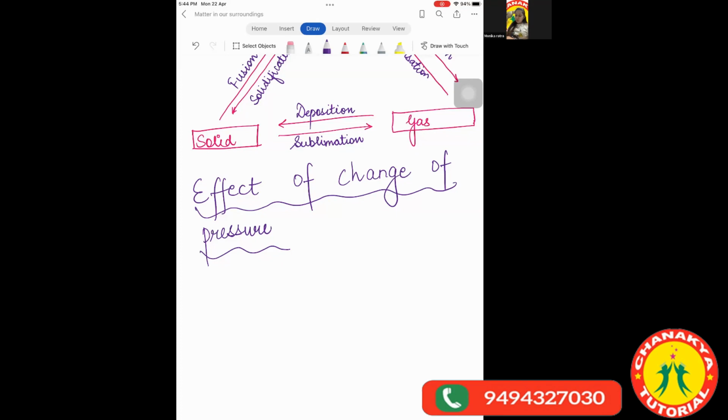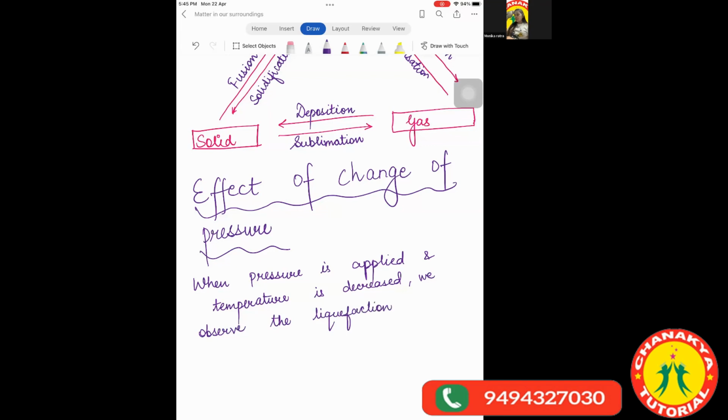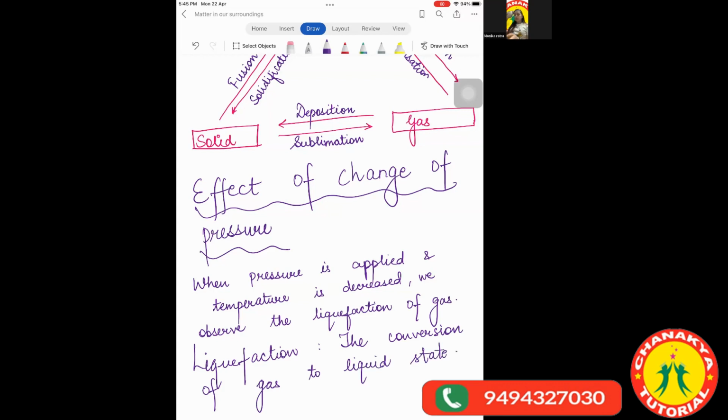Fine. So what do we say when pressure is applied and temperature is decreased? We observe the liquefaction of gas. Basically, what does the term liquefaction mean? Liquefaction is the conversion of gas to the liquid state on applying pressure. Clear, children? Any doubts still here?